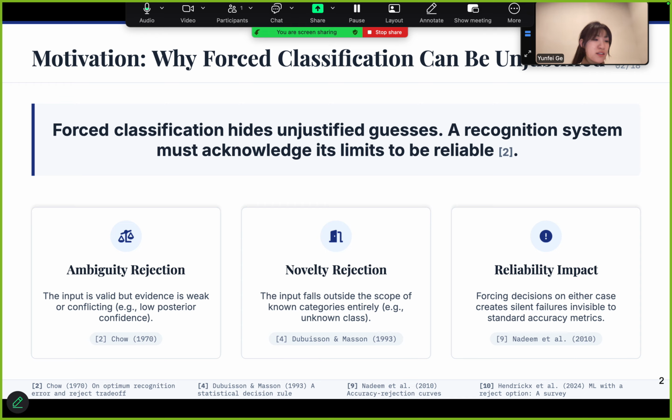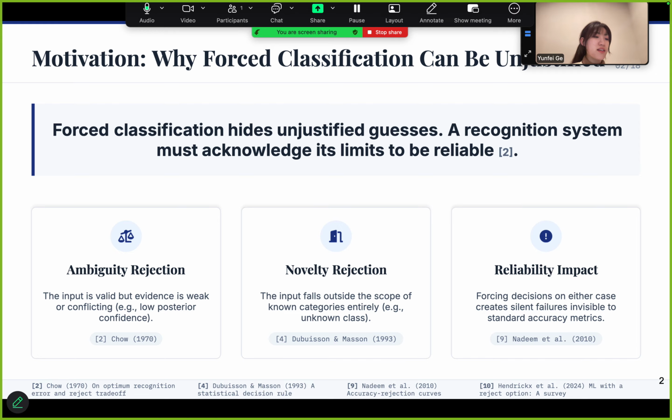Or consider a completely different scenario. A sensor input comes in that is outside anything the model has seen during training, like an object category that never appeared. The model has no legitimate basis to classify it, but in forced classification mode, it will still output something, often with high confidence, because that is just what softmax does. In both cases, standard accuracy metrics make this invisible. You only measure whether the classifier was right, not whether it had any business making the call.